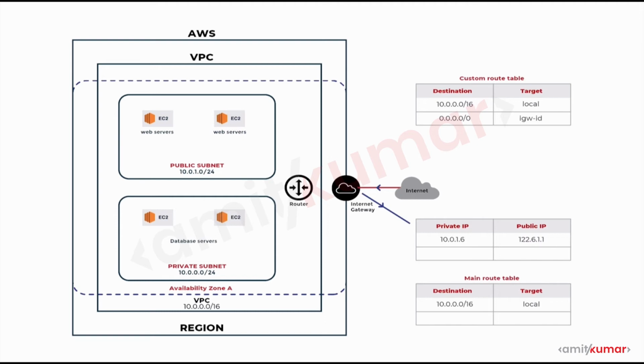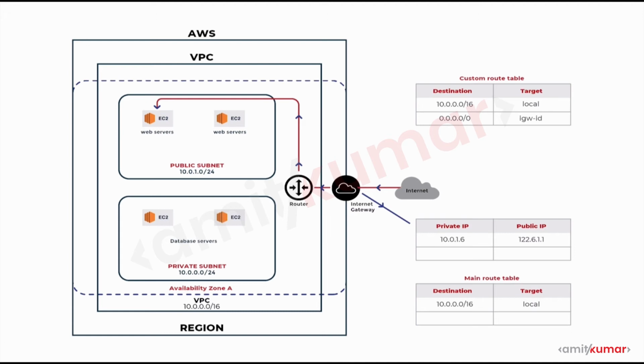So in this case, if the request had come for 122.6.1.1, and if its corresponding private IP is 10.0.1.6, the Internet Gateway knows that this IP address exists within this VPC. It sends the request forward to the router. The router has the responsibility to route it to the EC2 instance with this IP address. That is a very high level and conceptual workflow.